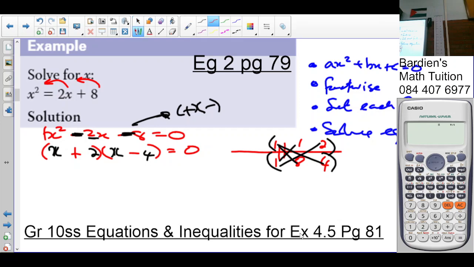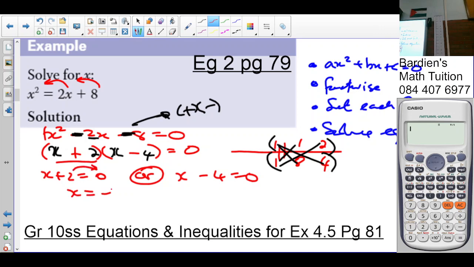Right, so what do we do after this? We set each factor equal to 0, so x plus 2 is equal to 0. Or, if we're applying the zero factor rule, x minus 4 is equal to 0. They get over the equal sign, so x is negative 2, or x is 4. Okay.